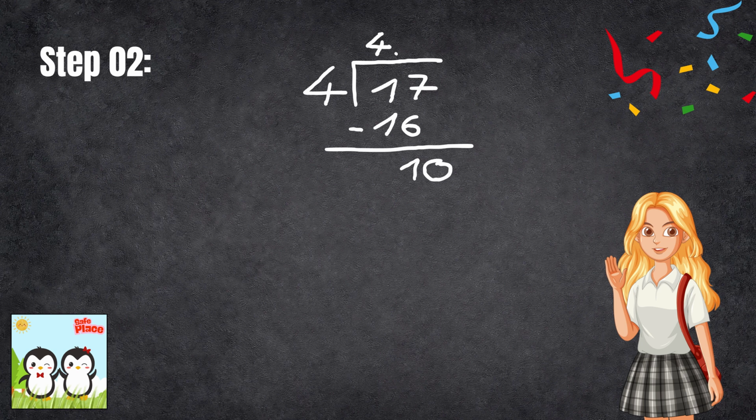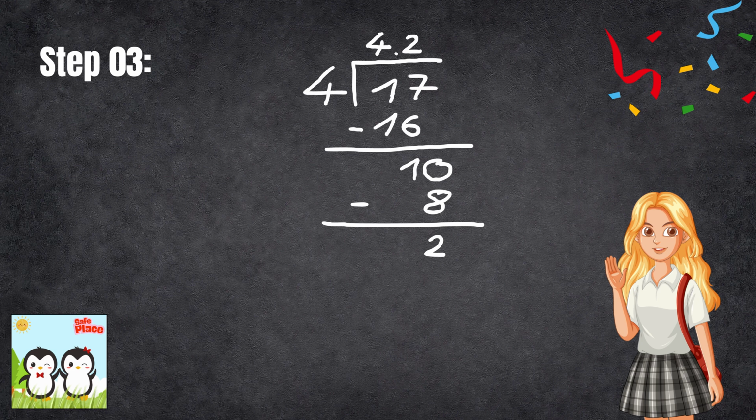Now we ask, how many times does 4 go into 10? It goes in 2 times, because 2 times 4 equals 8. So we write 2 after the decimal point in our answer. Our answer is now 4.2. Next, we subtract 8 from 10. This leaves us with a new remainder of 2. We're not finished yet, so let's keep going.